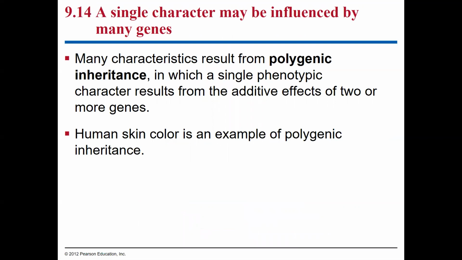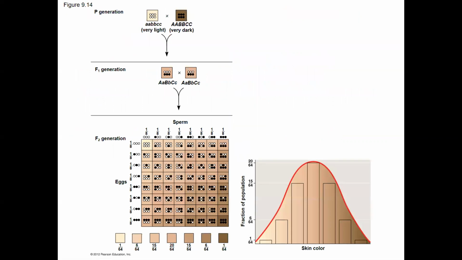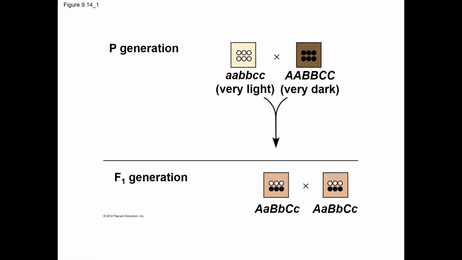So sometimes characteristics can result from polygenic inheritance, in which you can have a single phenotype be the result of many genes. Human skin color is an example of polygenic inheritance. And so I like to think of these as additive traits. The best example would be color, anything to do with color. So skin color, for example, is what we're going to be looking at.